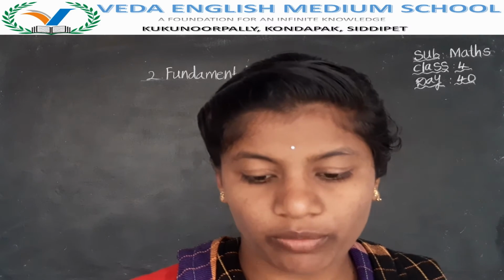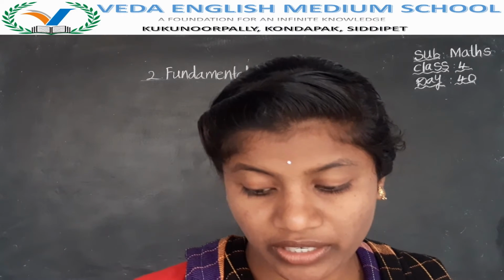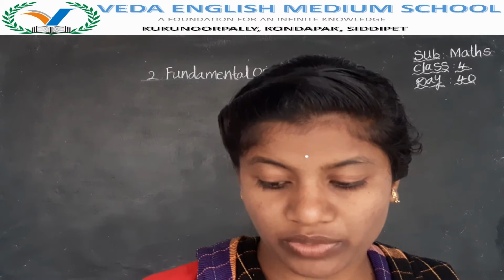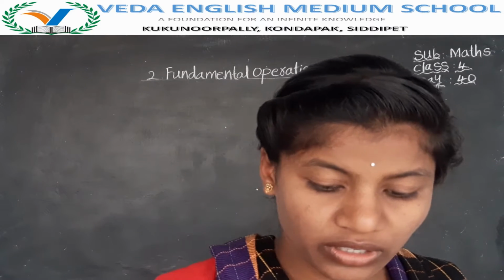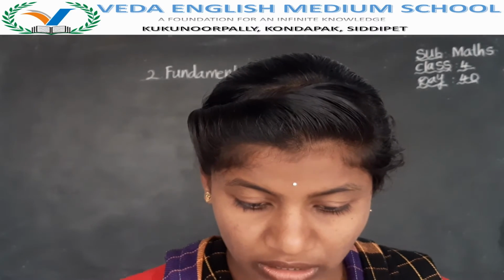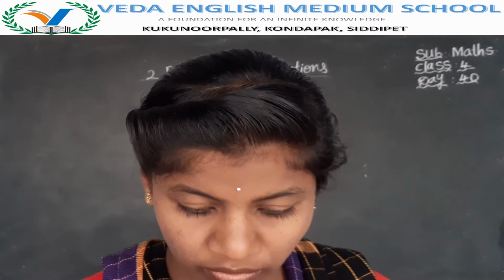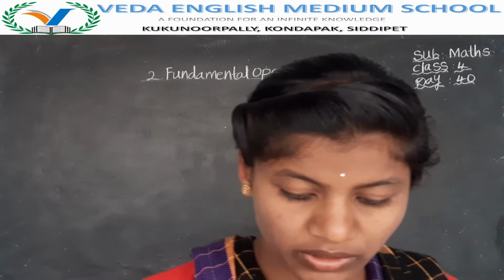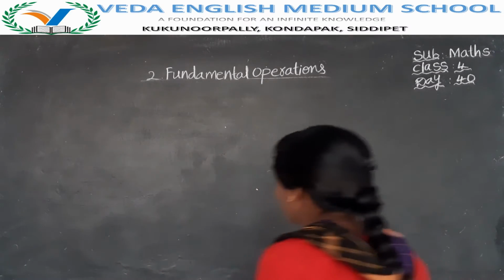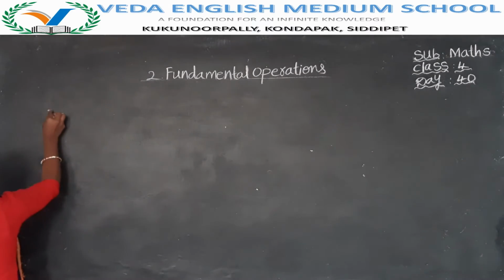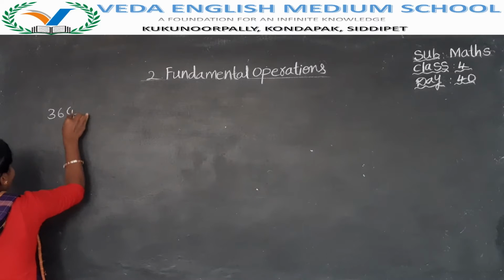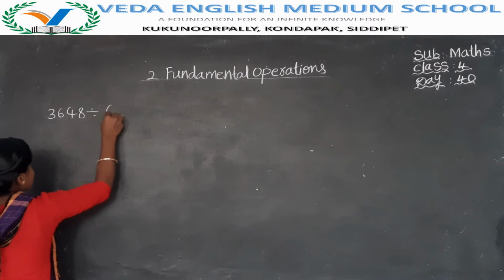Today I'll explain one problem and then we'll go to exercise 2.10. In exercise 2.10 there are 20 problems. Now we'll go to the exercise. I'm taking one problem, that is 3648 divided by 6.